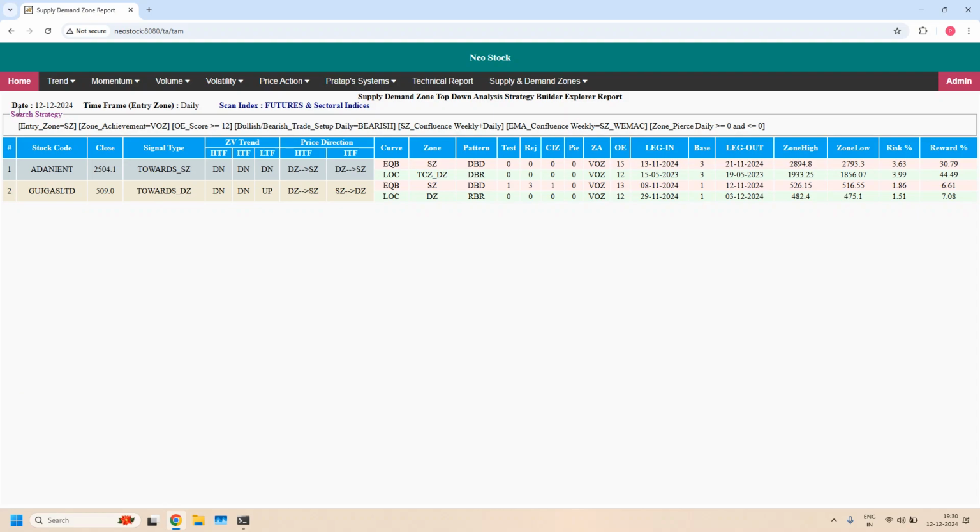Always look into the search strategy. This will tell you how we are filtering the stocks.